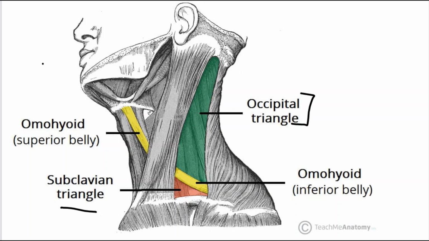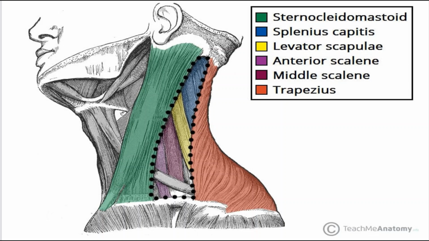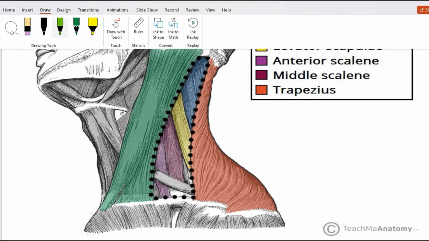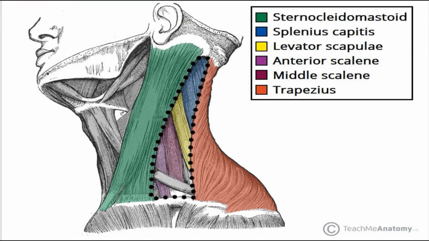This triangle is separated into these two triangles by the inferior belly of the omohyoid muscle. Now remember that the omohyoid muscle has got two bellies, the superior belly and the inferior belly. So what separates the triangle into two is not the superior belly of the omohyoid, but the inferior belly of the omohyoid muscle.